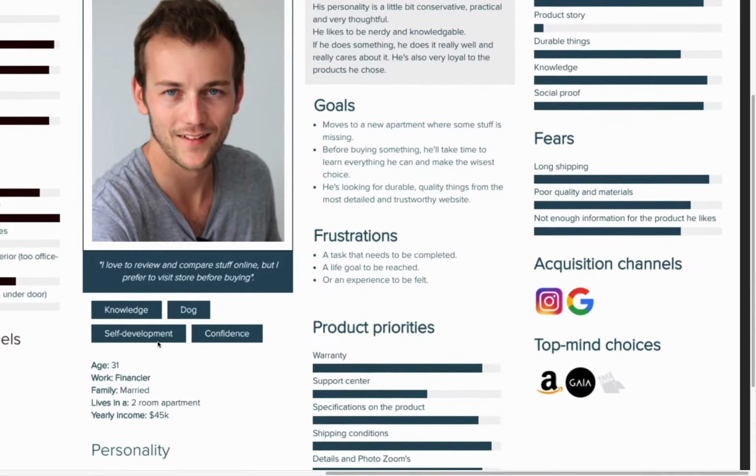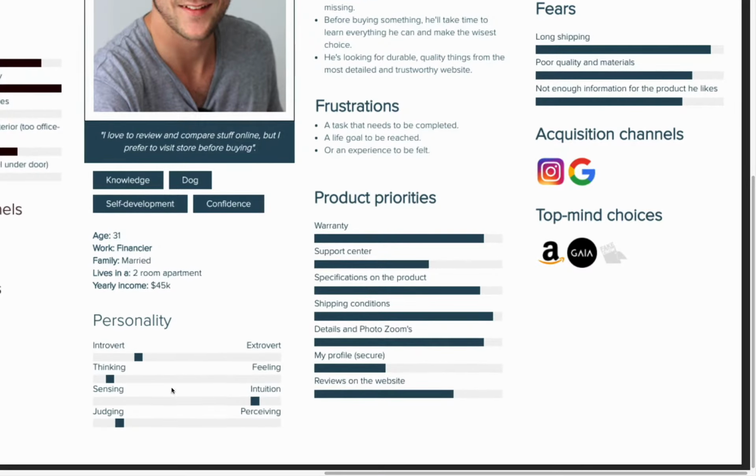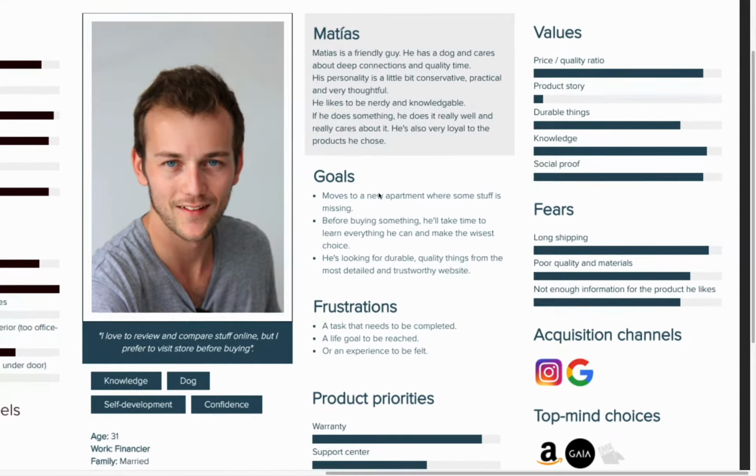And so, what about his personality? He's a 31-year-old guy, he's married, lives in a two-room apartment, his income is a little bit higher than Maria's. His personality is introverted, he's very thoughtful, he's realizing an intuition, and he's kind of judging. Basically, his situation is that he's moving to a new apartment and some stuff is missing, as I already said. Before buying something, he takes time and he's looking for durable, qualitative things, which is, again, the most common thing with him and Maria.